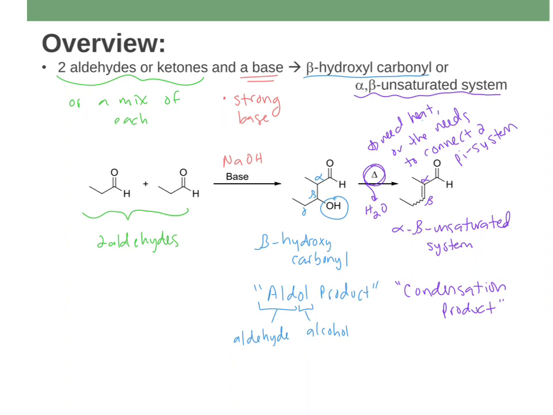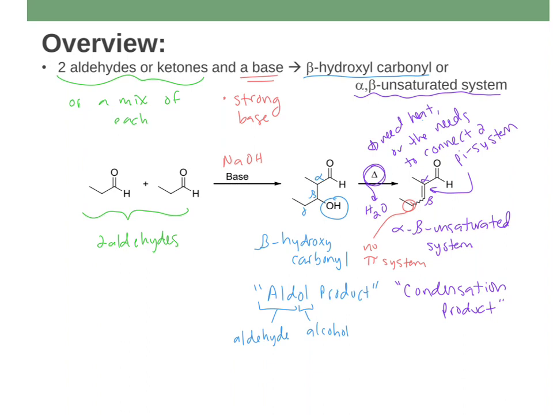If that alkene formed here connects two pi systems, you're almost always going to form the condensation product. You won't stop at the aldol, it'll just go all the way. This is an example right here where I'm not connecting two pi systems. There's no pi system here. So this is not an example where it would automatically go to the condensation product. You would have to stop at the aldol unless you had heat.